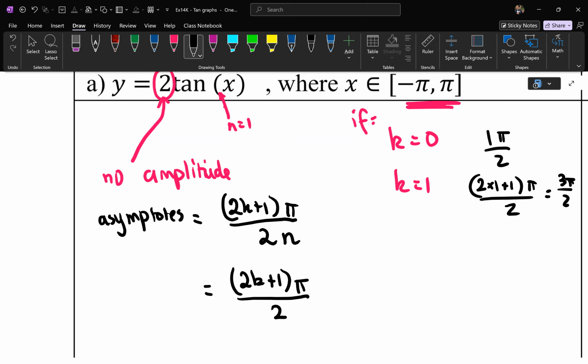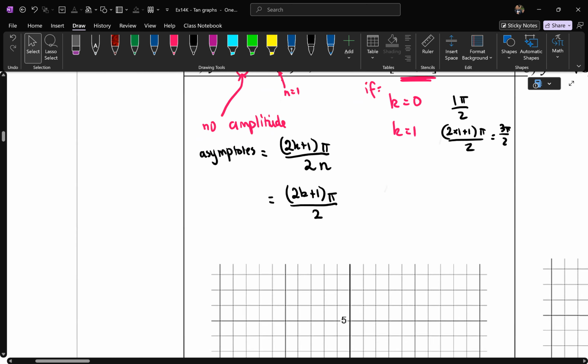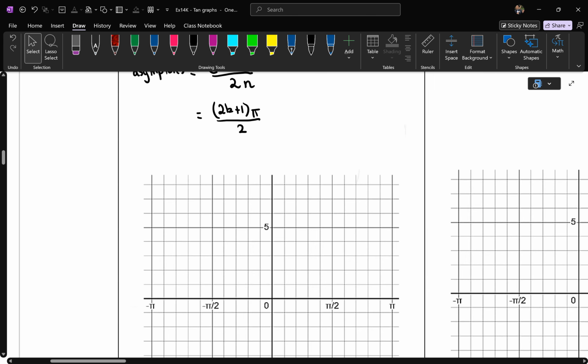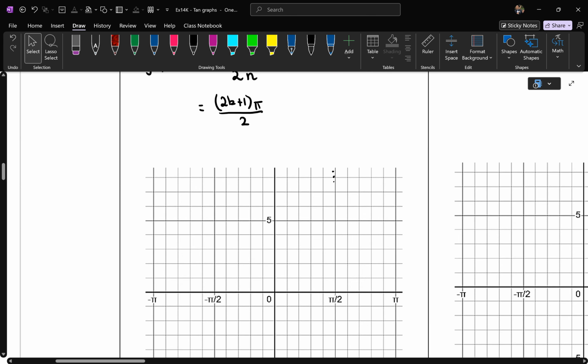But at this point, do you really need to use the formula to work out all the rest? No, because this is all we're doing. As soon as you know the first one, you can work out the rest. Here we go, pi on 2. I've already drawn a grid for you, so I'm going to do it here. Here's my first asymptote.